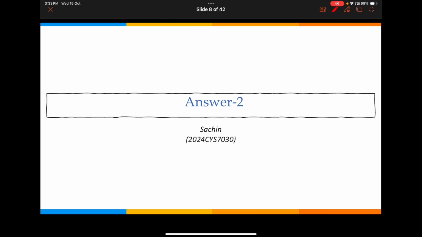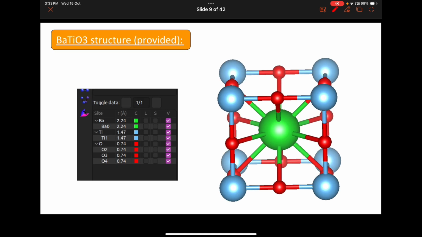Good morning, everyone. Let's get started with answer number two of this assignment for CML661. We were given a .cif file, a zip file, for the perovskite barium titanium trioxide. This is not a different crystal, actually, it's a different way we have visualized it. We have moved our origin.